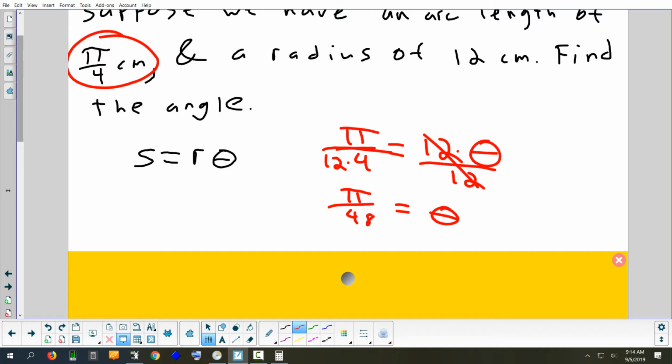Now, this formula, I said it always gives you the angle with certain units. What are the units on the angle here? Centimeters? Centimeters is a length. Radians? Radians. So do you need to put RAD? No. Anytime it's radians, you don't need to label it. Okay? Any question on that?